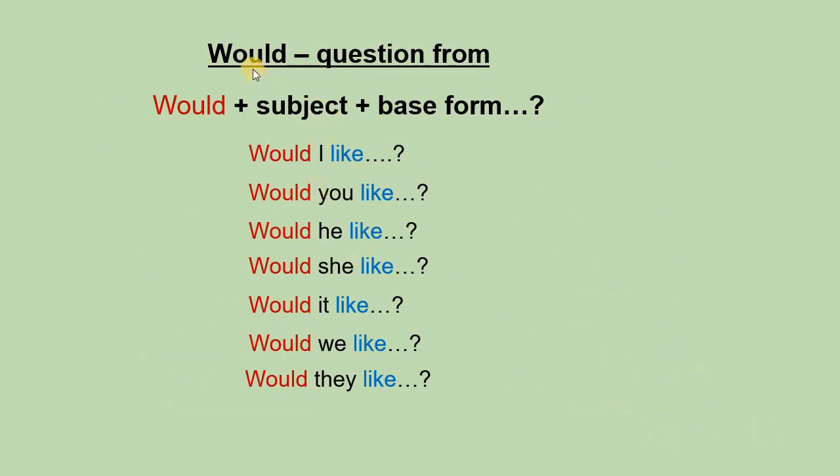And finally, the question form, would in the question form. So we have would plus subject plus base form of the verb, and then the rest of the sentence, and you should end it with a question mark. So, would I like? Would you like? Would he like? Would she like? Would it like? Would we like? Would they like? Okay, so that's the form.